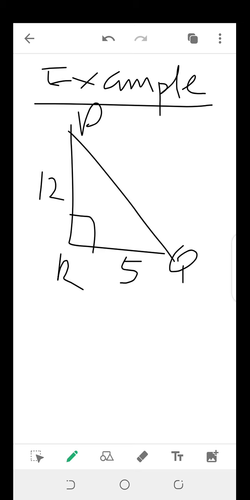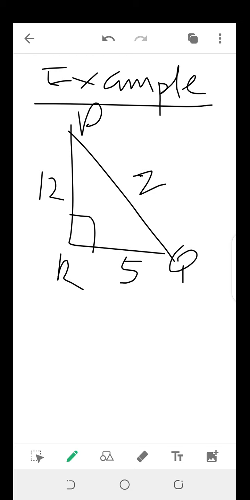The question is saying that we should find PQ. So we are finding the longest side, that's the hypotenuse, finding PQ. So for the formula, we say that the hypotenuse square should equal the sum of the other sides squared. So we can put it in a simple way. Let's replace it by, let's say, z to make it very simple.